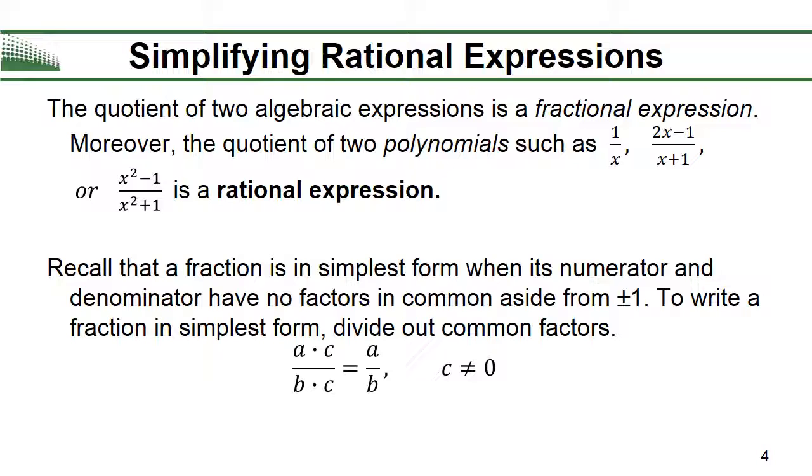Now when we have a quotient of two polynomials or two algebraic expressions, that's called a rational expression. You have a few examples there. Recall that a fraction is in simplest form when the numerator and denominator have no factors in common aside from plus or minus 1. To write a fraction in simplest form, all you need to do is divide out the common factors.